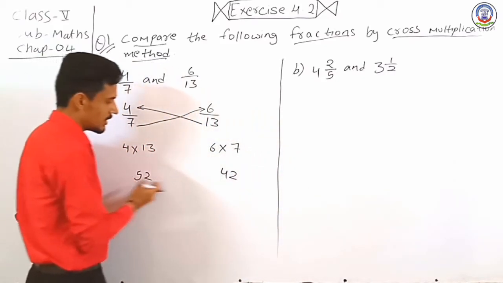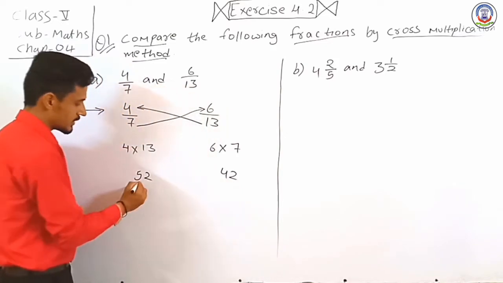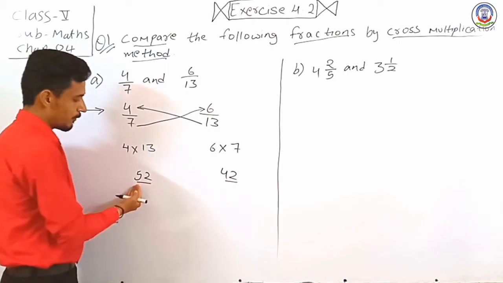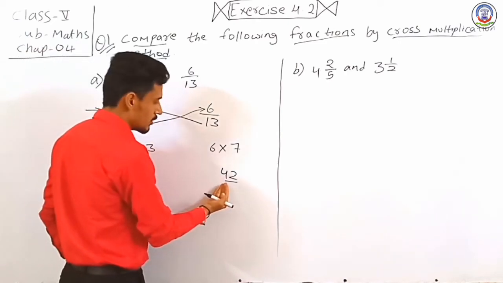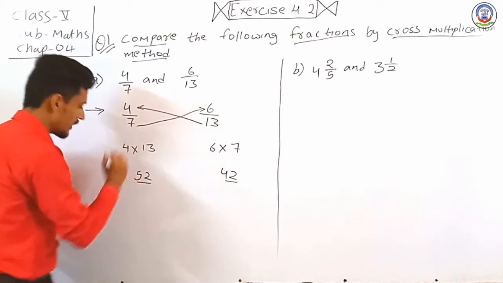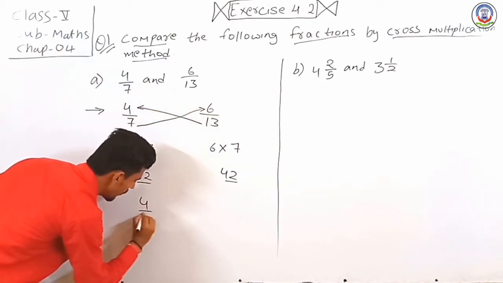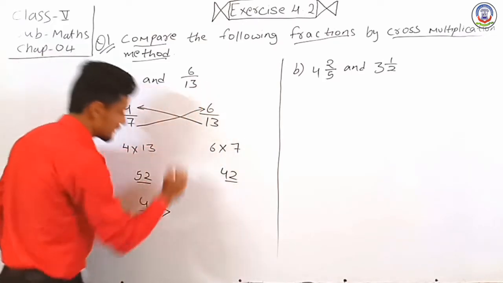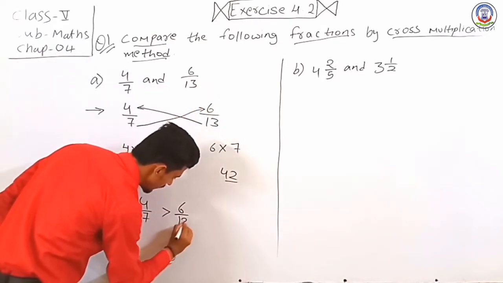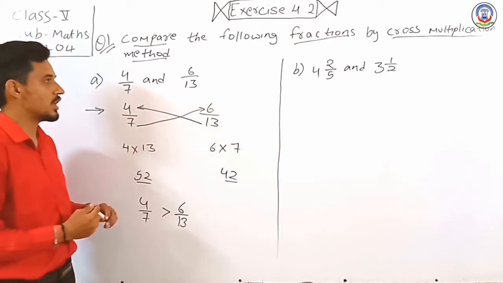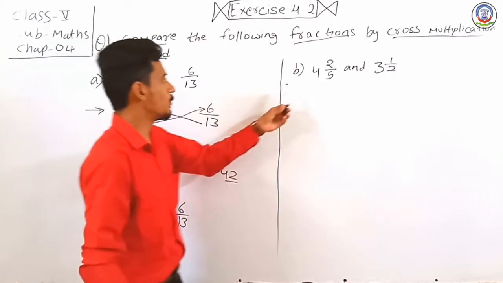Now we compare these both numbers. This is 52 and this is 42. So 52 is bigger than 42. So this fraction is bigger than this. So that we write here 4/7 is bigger than 6/13. So in this way we can compare the fractional numbers. Now we move to B.